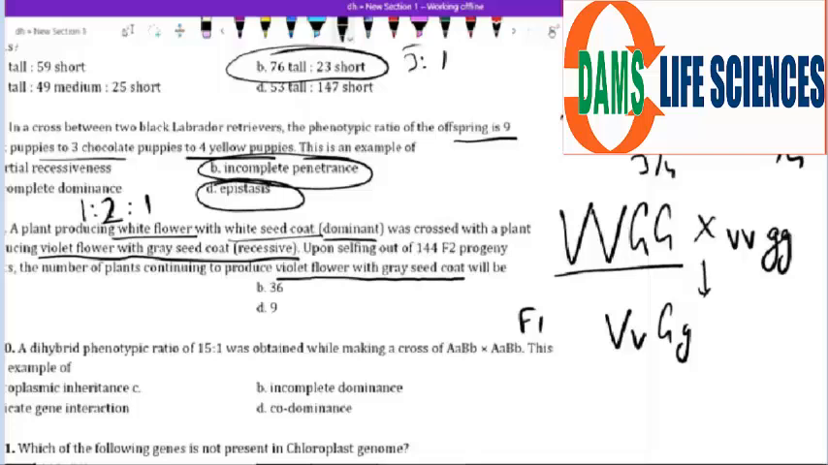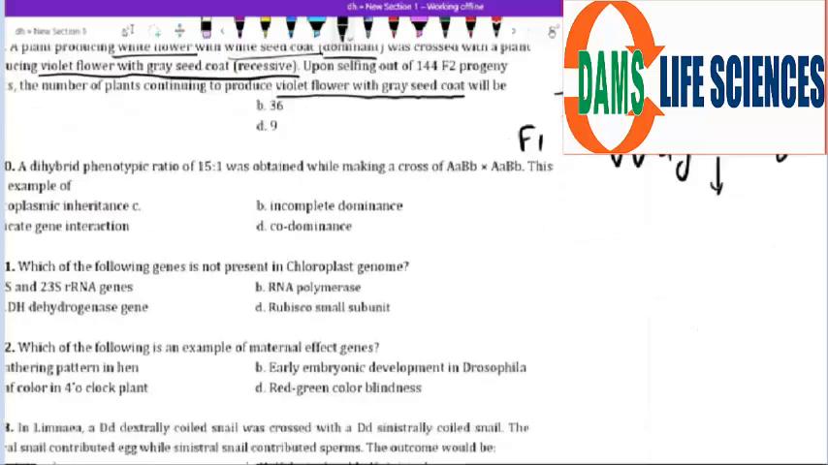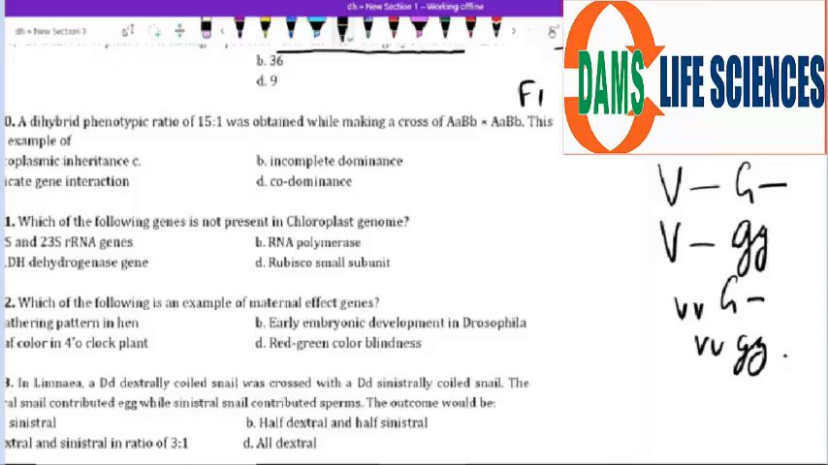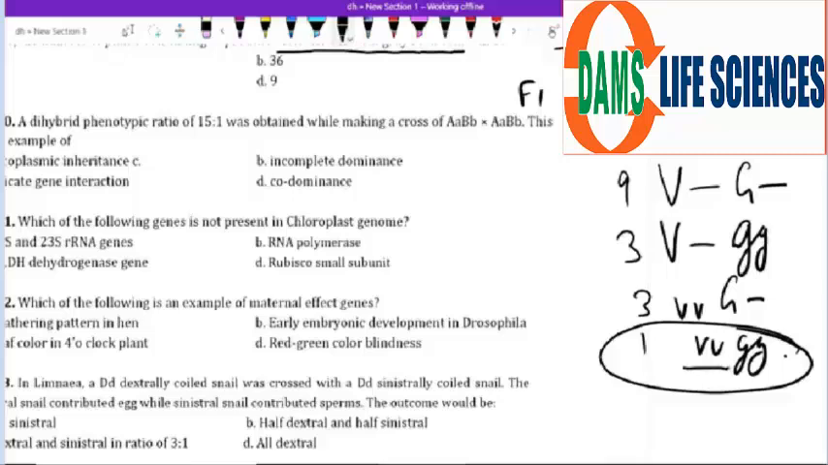It is a simple Mendelian dihybrid cross. If we self this F1, in F2 we will get capital V dash capital G dash. By dash I mean it could be dominant or recessive, either. Then capital V dash small g small g, small v small v capital G dash, and small v small v small g small g, and we get them in a ratio of 9:3:3:1. In the question, we are interested in the F2 progeny showing violet flowers and gray seed coat. These are 1/16 of the F2 progeny.